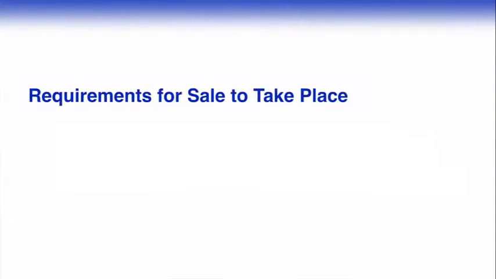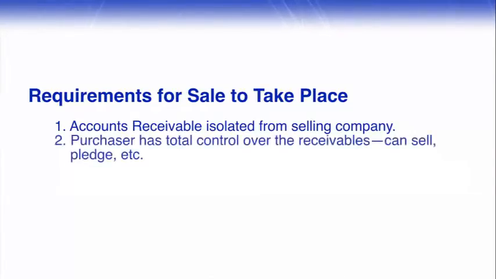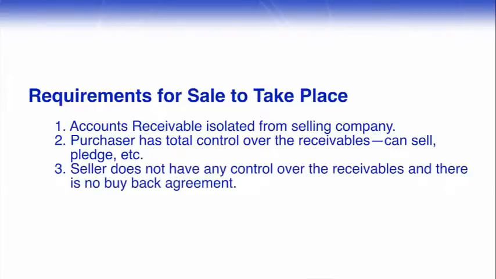We need to be careful: to get sale treatment, we must meet certain criteria, and there are three of them. First, the receivable must be isolated from the selling company, usually by transferring, and that happens. Secondly, the purchaser has to have total control over the receivables. That means they can sell or pledge or do anything they like with the receivables once they are transferred to them. And then finally, the seller cannot have any control over the receivables. That is, they cannot have the possibility of having to take the receivables back.